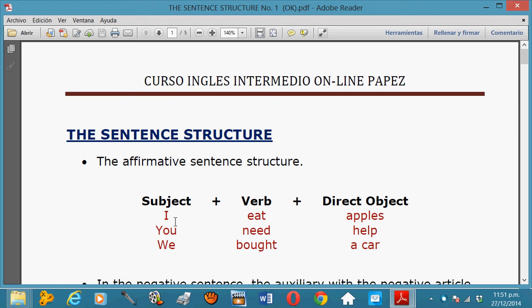So I say, I eat apples. That is a direct object. You need help. We bought a car.